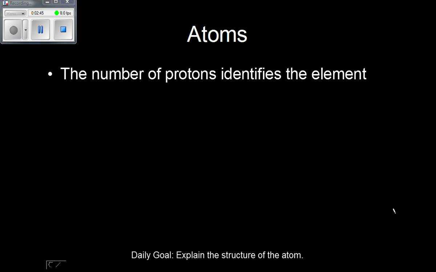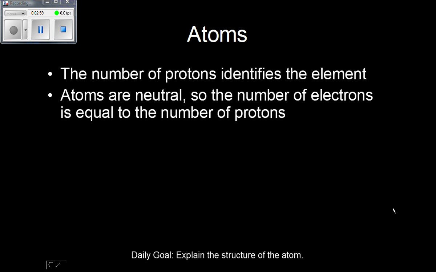The number of protons that an atom contains is what identifies which element that atom is of. So for instance, if we know that an atom has 6 protons, we know that that atom is carbon. All atoms are neutral, which means that they have no charge, so that means that our number of positives and negatives must be equal to one another. This means that we know that our number of protons and our number of electrons are going to be the same.